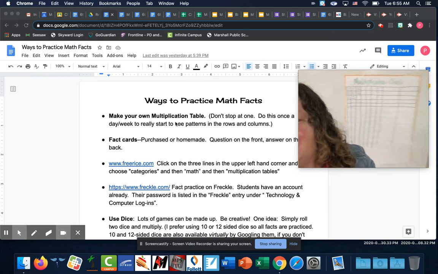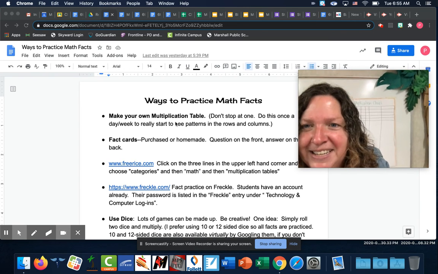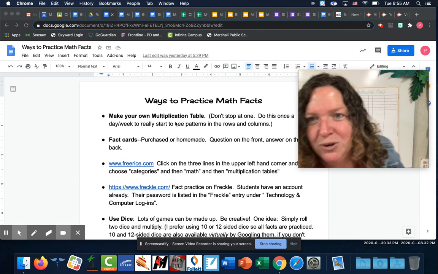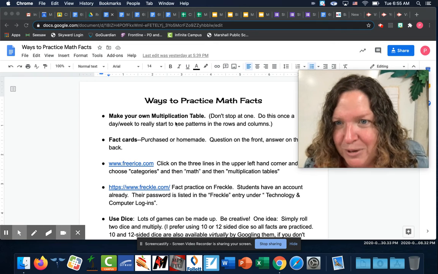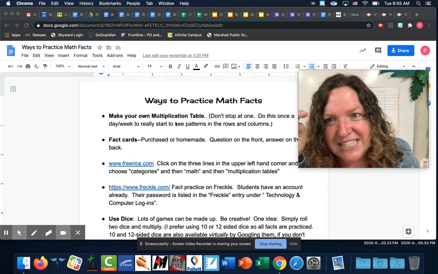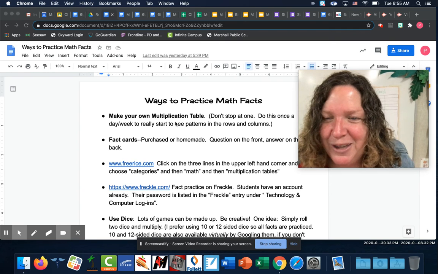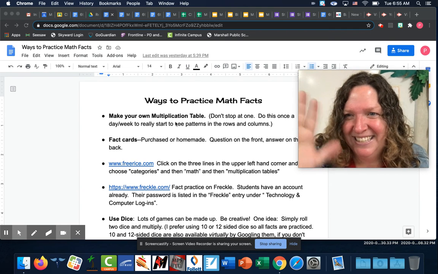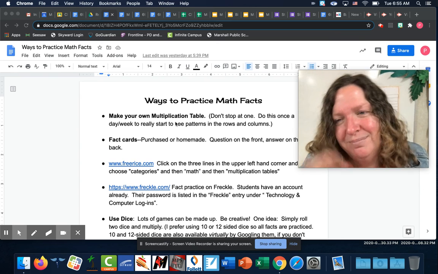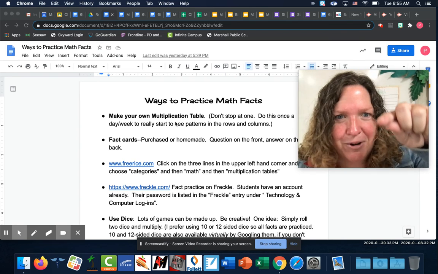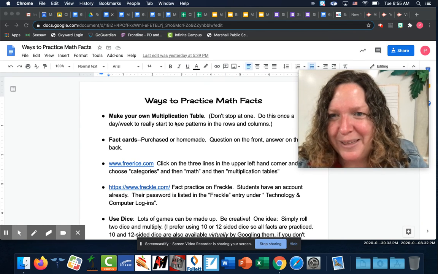So your assignment is to make your multiplication chart, take a picture of it with your camera on your computer, and then click that submit button on the assignment. You can email me or chat me if you have questions. Oh, your other assignment. Remember, talk about how you're going to practice math facts.